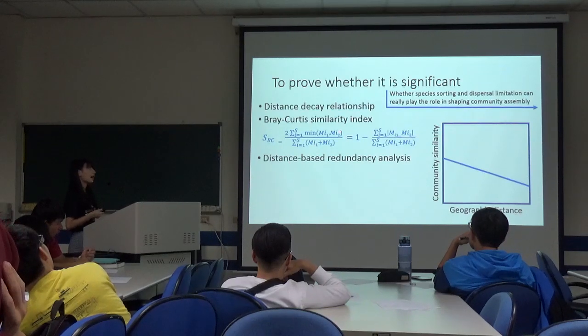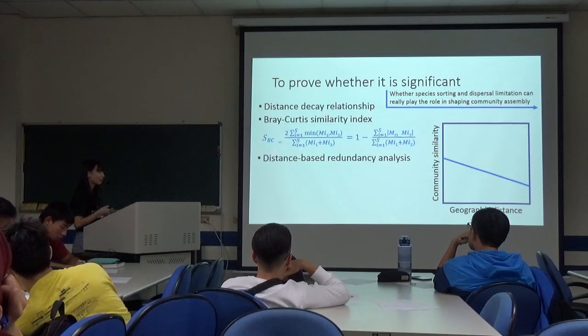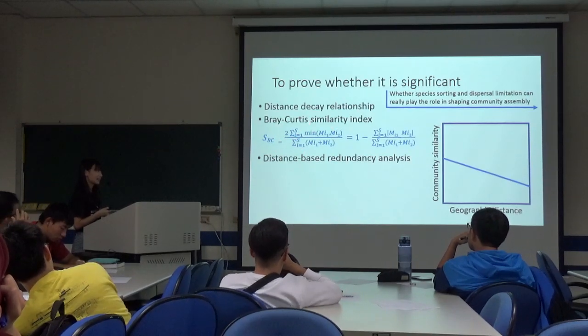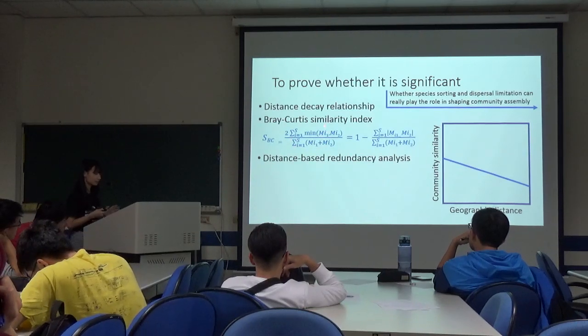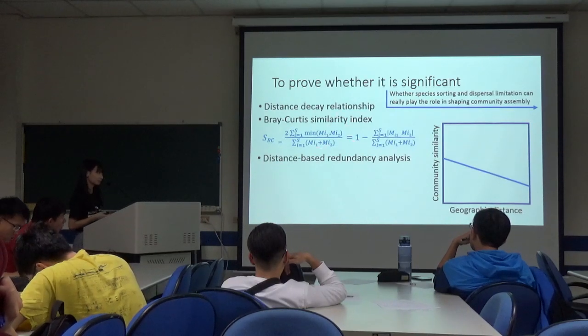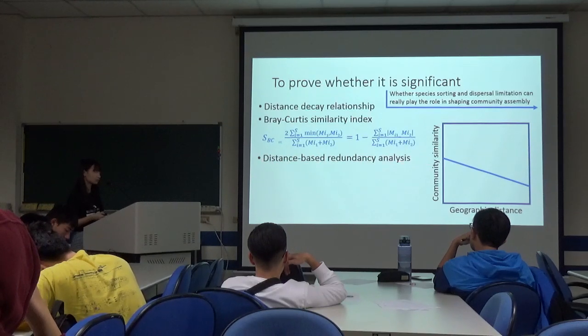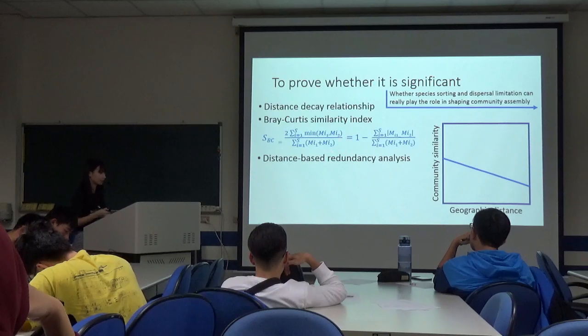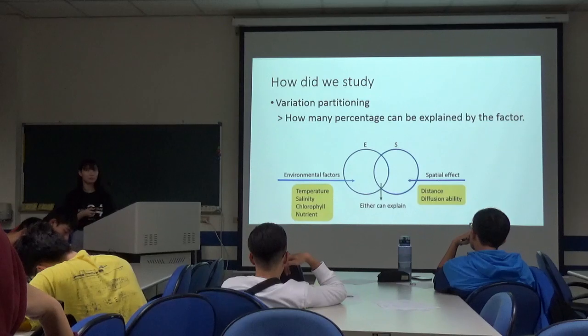When you get a higher number of this similarity, that means the beta diversity is lower. On the other hand, when you get a lower number, that means your similarity is lower and your beta diversity is higher. And we will use distance-based redundancy analysis to see whether this is significant.